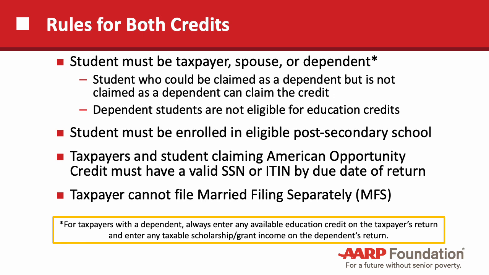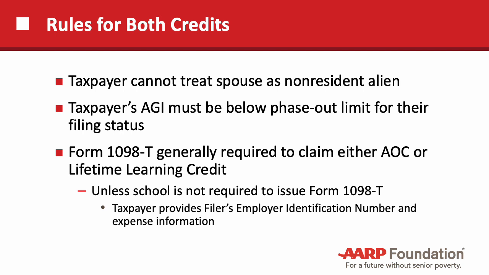A student must be enrolled in an eligible post-secondary school. Taxpayers and student claiming the American Opportunity Credit must have a valid Social Security number or identification number by the due date of the return. The taxpayer can't file married filing separately. And note, for taxpayers with a dependent, always enter any available education credit on the taxpayer's return and enter any taxable scholarship or grant income on the dependent's return.